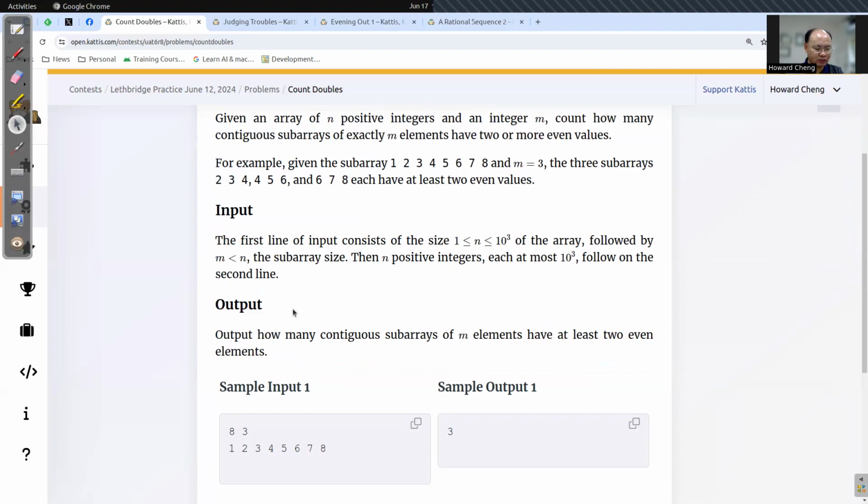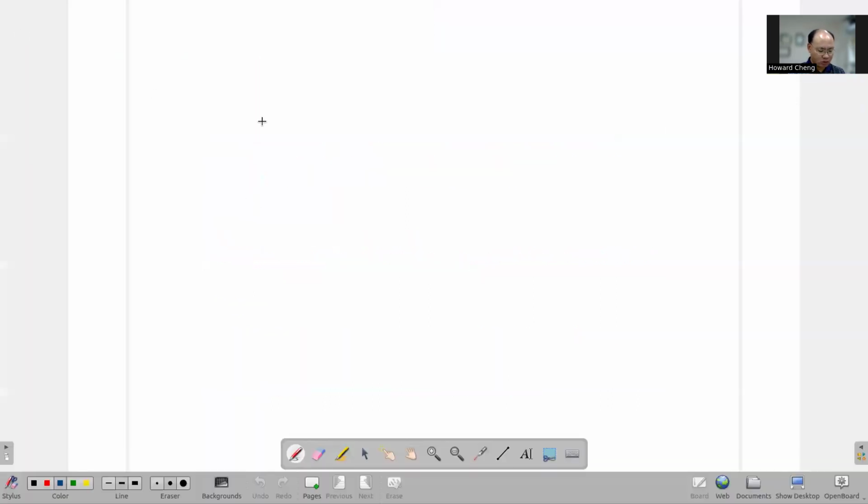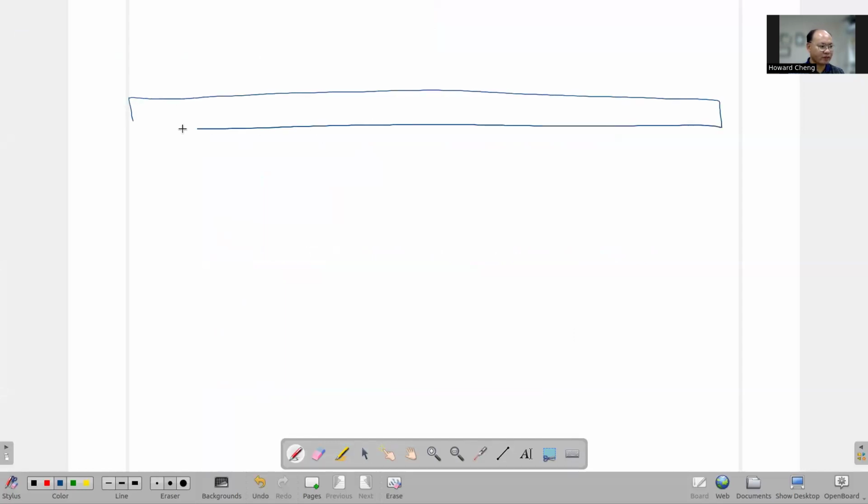So actually, the first thing that you hopefully realize is that the actual numbers don't matter. The only thing that matters is even or odd. Okay? And I only care about even numbers. So the first thing I'm going to do is take my array, and whatever values I get, I'm just going to convert it to even and odd.